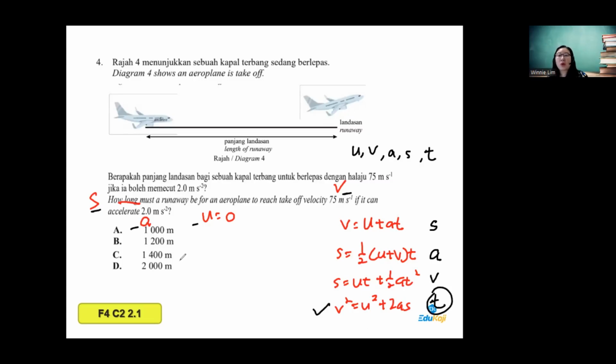Once you choose the correct formula, you can substitute into the equation and get the answer. So you have v, 75 squared, equals 0 plus 2a. s is unknown, that's why you remain with s. a has the value 2.